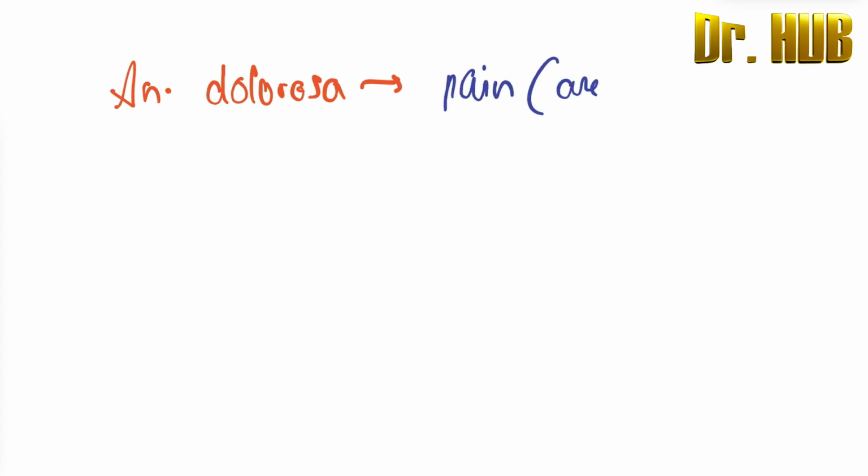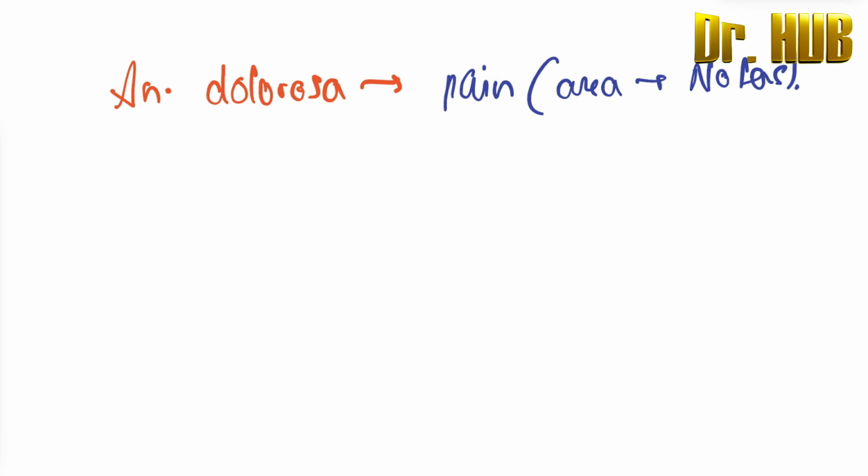What is anesthesia dolorosa? Anesthesia dolorosa stands for pain in an area that lacks sensation. So there is pain in the area where there is no sensation.